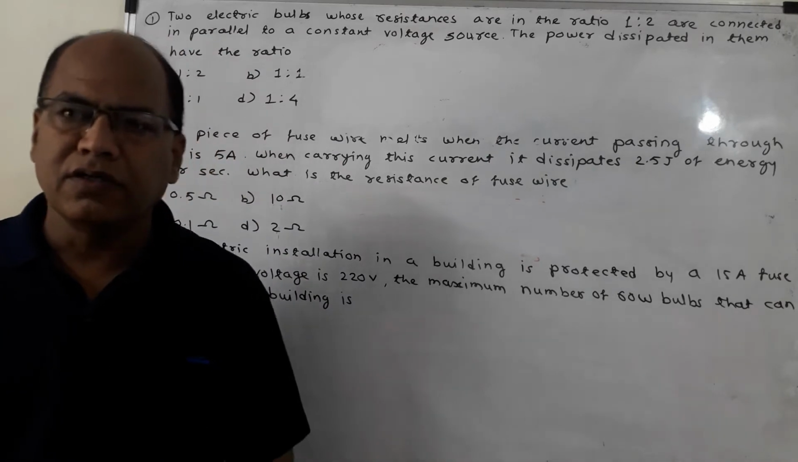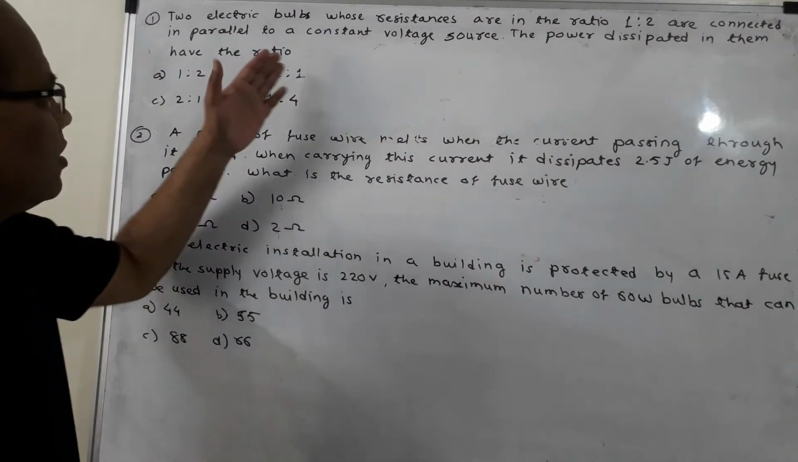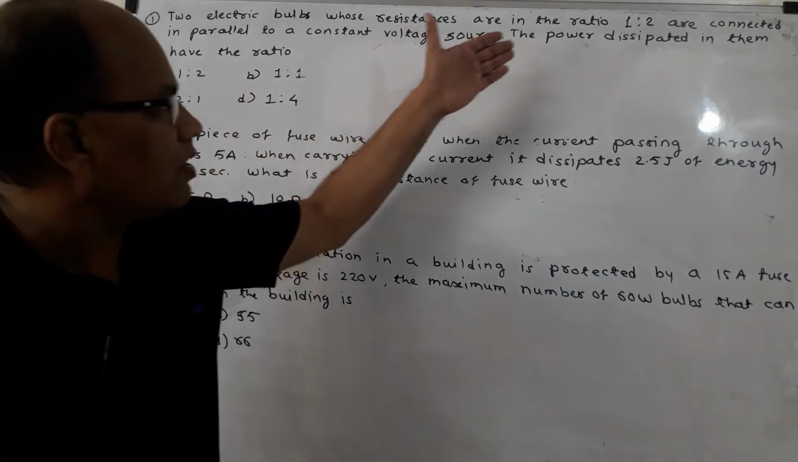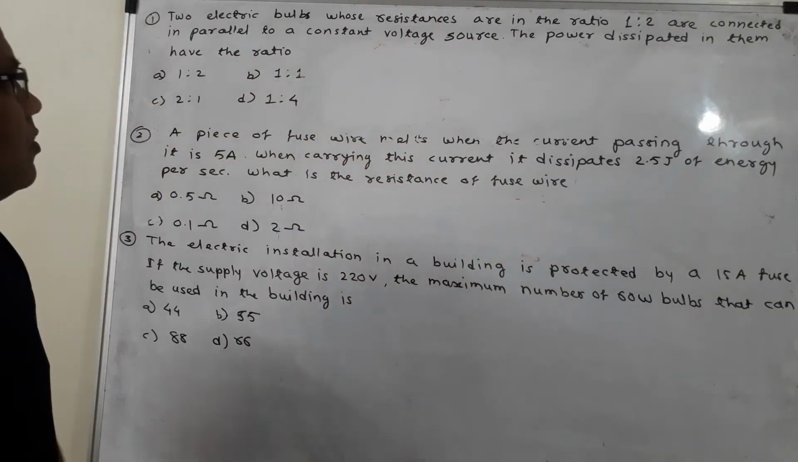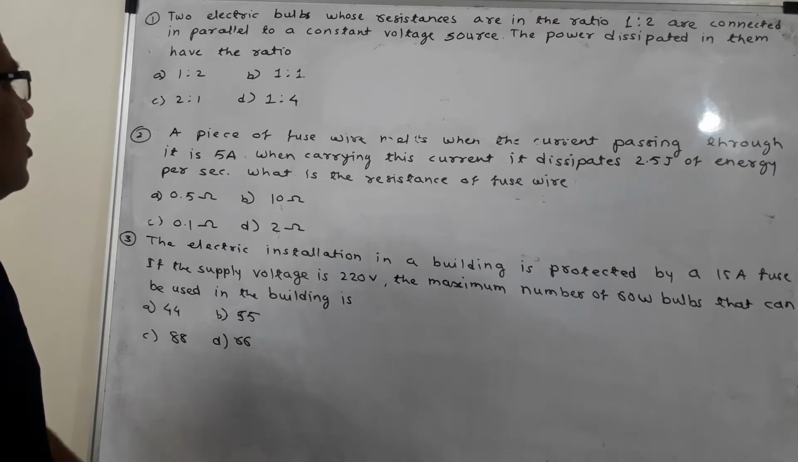Let us go through the MCQs of this type. MCQ number 1. Two electric bulbs whose resistances are in the ratio 1:2 are connected in parallel to a constant voltage source. The power dissipated in them have the ratio.